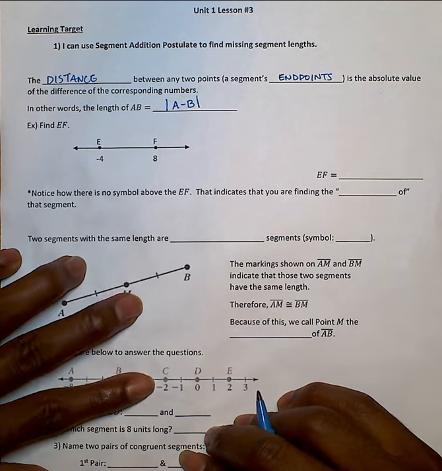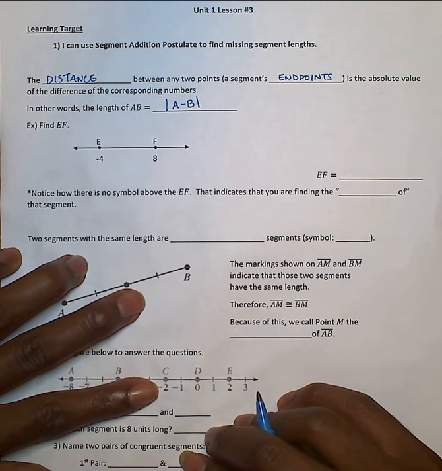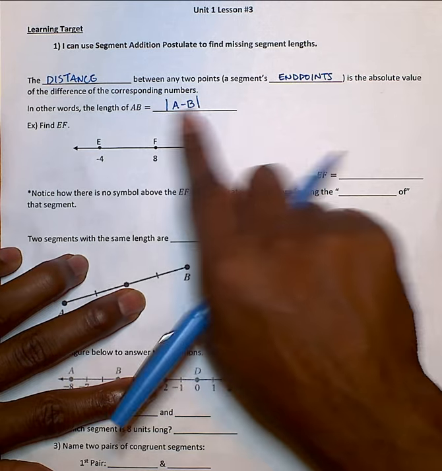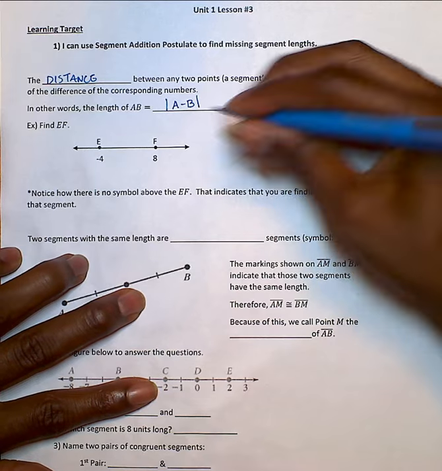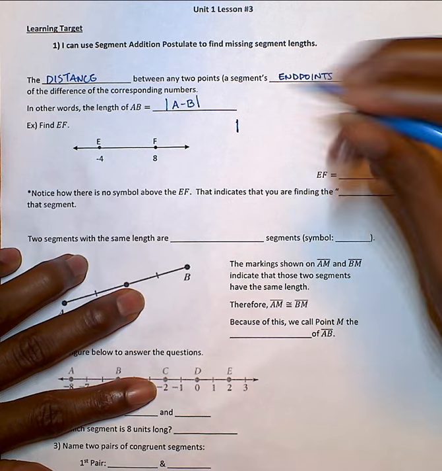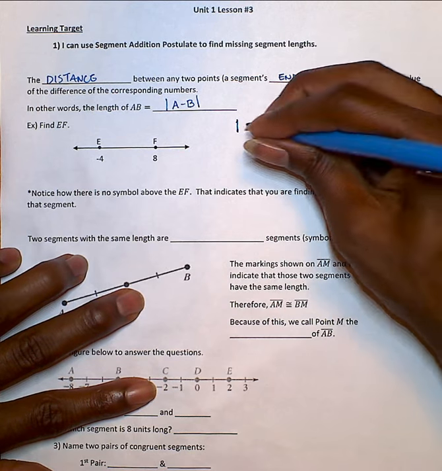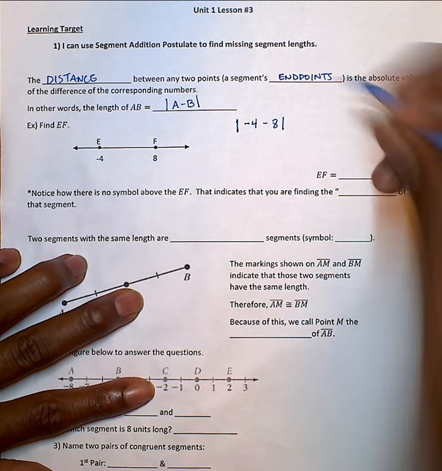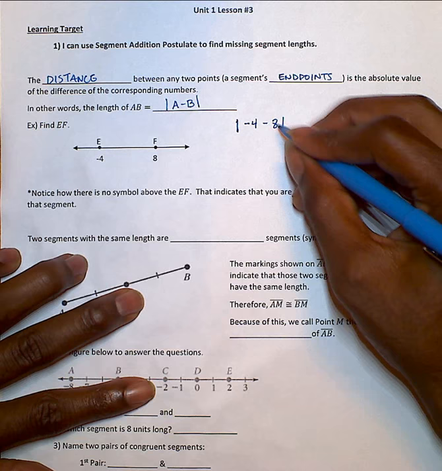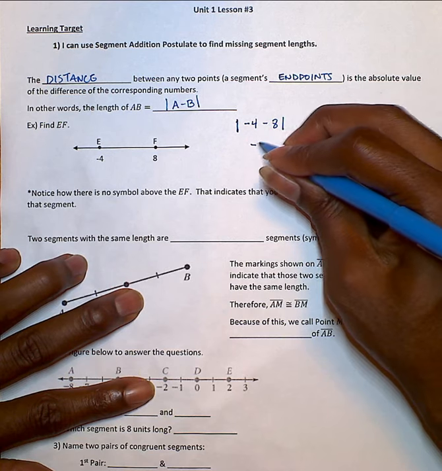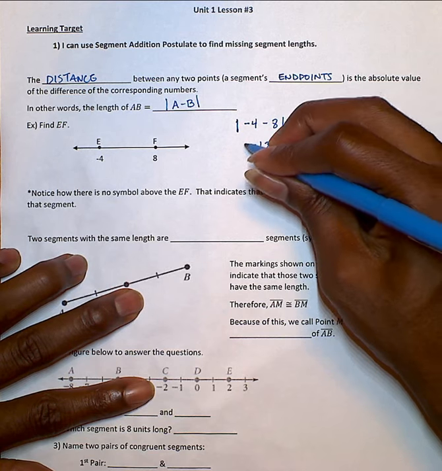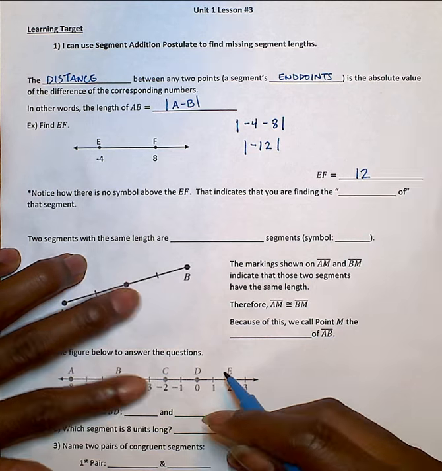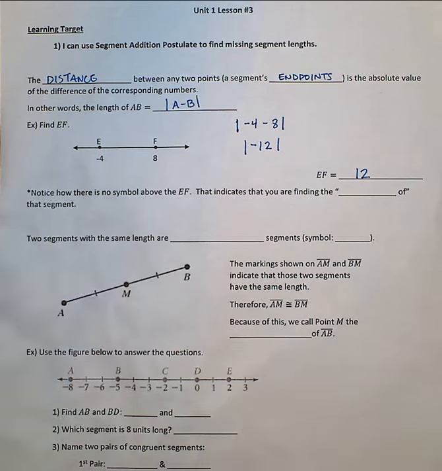All right. So looking at this first problem, we need to find EF. So we kind of have our skeleton of how we should set this up. And so I have the absolute value of E minus F, or negative 4 minus 8. And so negative 4 minus 8 gives us negative 12. The absolute value of negative 12 is 12. That's how far apart E and F are. That's the length of that segment.